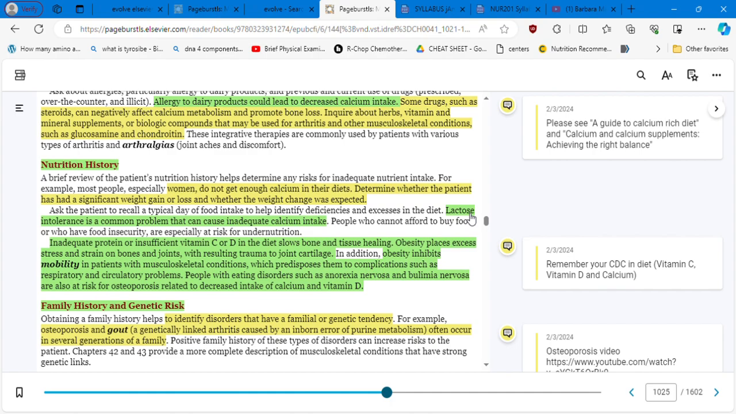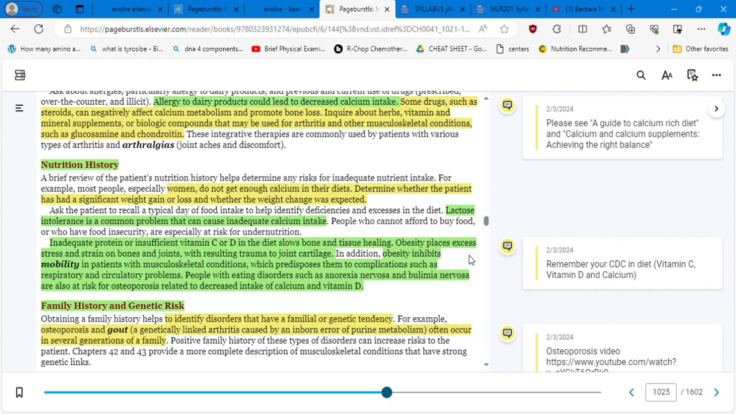So that's why it's important to review the guide to a calcium-rich diet. Inadequate protein or insufficient vitamin C or D in the diet slows bone and tissue healing. So remember your CDC. I know you are going to remember the Center for Disease. No, this CDC means a diet rich in vitamin C, vitamin D, and calcium. Your CDC diet, okay? Your CDC diet.